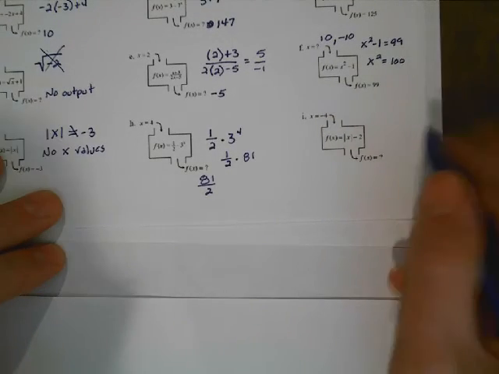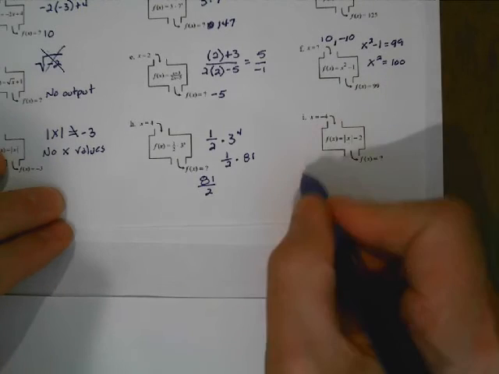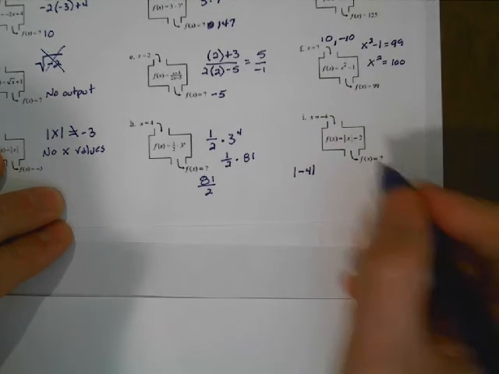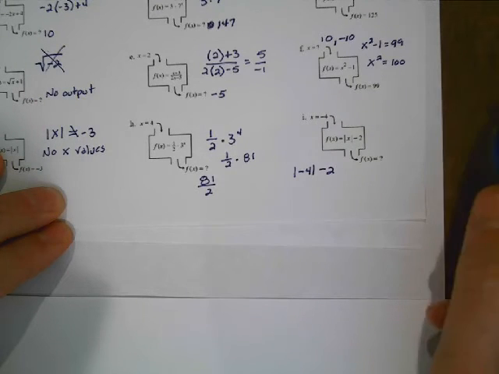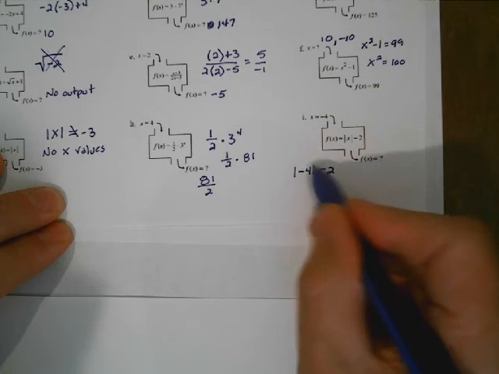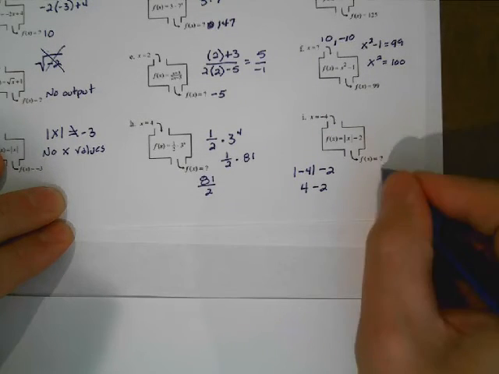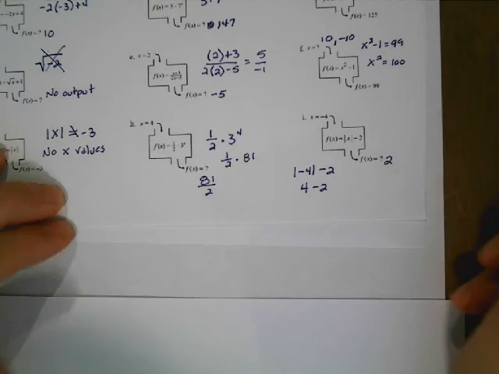Last one. We're going to plug in -4. So we're going to do the absolute value of -4, and then subtract 2. Absolute value happens first, so this is 4 minus 2, which is 2. So our output value is 2.